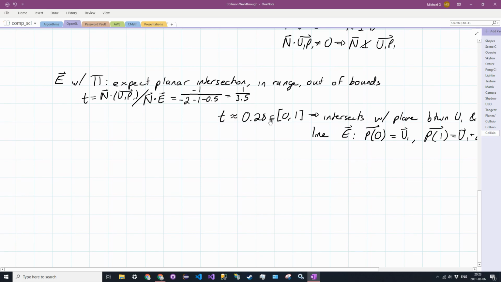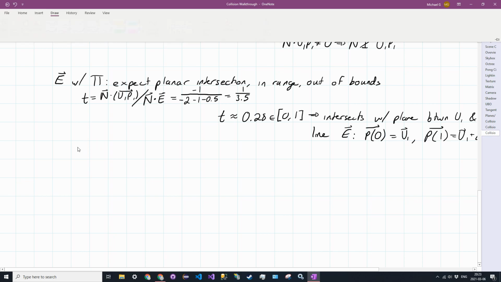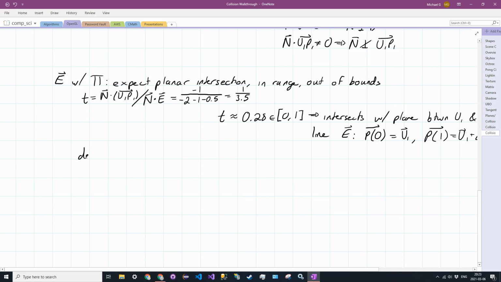But this isn't the whole story. Just because the value is in between there doesn't mean that it intersects in the face. That means that it intersects in the plane, not the face. So what we have to look at now is to determine if it is in the triangle P1, P2, and P3.